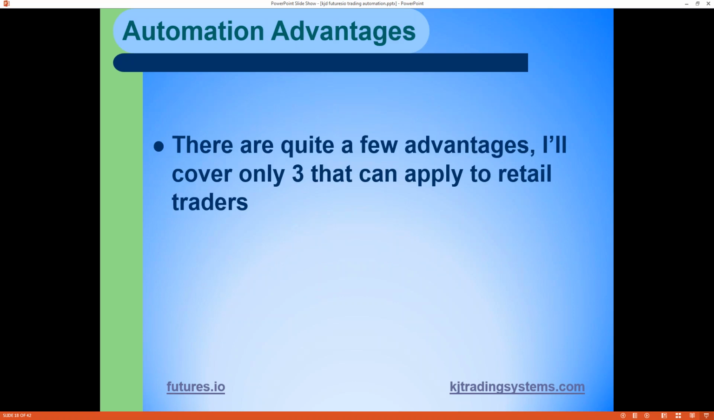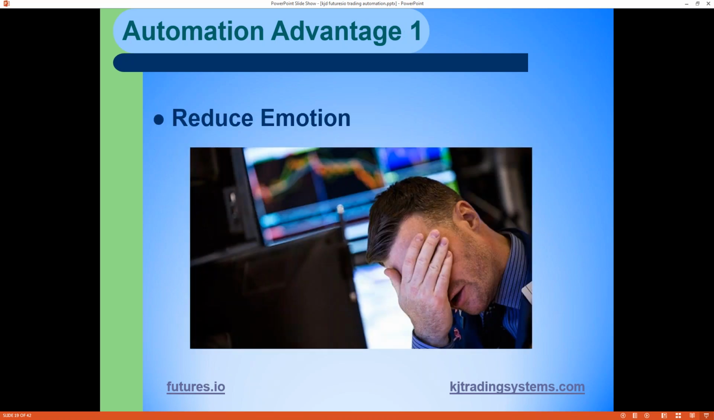So let's start out with the pros, okay? There are a whole bunch of them, but I'm just going to concentrate on 3 of them just to keep it kind of simple today. And I'm going to, again, focus on you guys, which are retail traders. The first one is to reduce emotion. We've all been that guy right there with the losing trade and you're, oh no, I did it again. But notice what I said here. I said reduce emotion. I didn't say eliminate emotion.